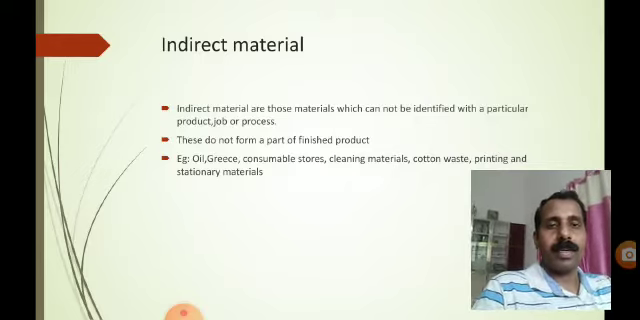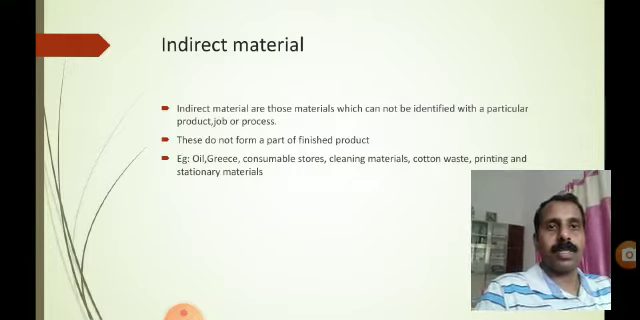In order to manufacture a table, in addition to timber, some other materials like grease, oils, consumable stores and nails are also used for manufacturing a particular product. Such materials are termed indirect material. Those materials which do not form a part of the finished product, and cannot be identified with a particular product, job or process, are termed indirect material. Examples: oil, grease, consumable stores, cleaning materials, cotton waste, printing and stationery. These items are indirect material.